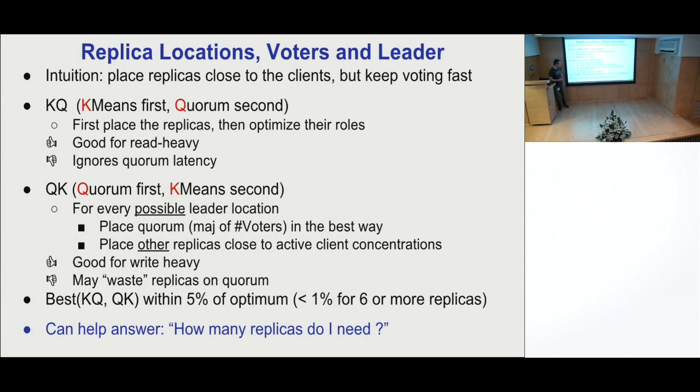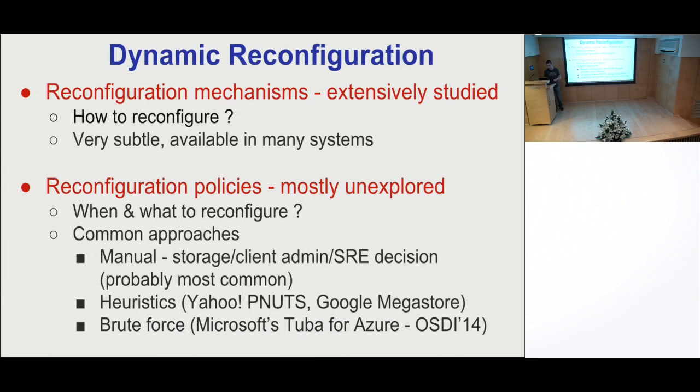We can also use this algorithm to help decide how many replicas we need, because you can look at the diminishing returns of adding more replicas. You have the cost, so you can look at what's the optimal placement with 6, with 7 replicas, and how the cost drops, and you can decide when to stop.